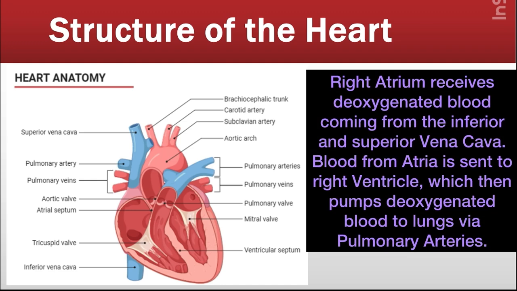So the right atrium, the right side of the heart we're talking about, which from our perspective is the left side of the heart, receives blood coming from the inferior and superior vena cava. You can see on the left side there's a superior vena cava, top and bottom. The blood from the atria is then transferred to the right ventricle, which in turn pumps the blood to the lungs through the pulmonary arteries.